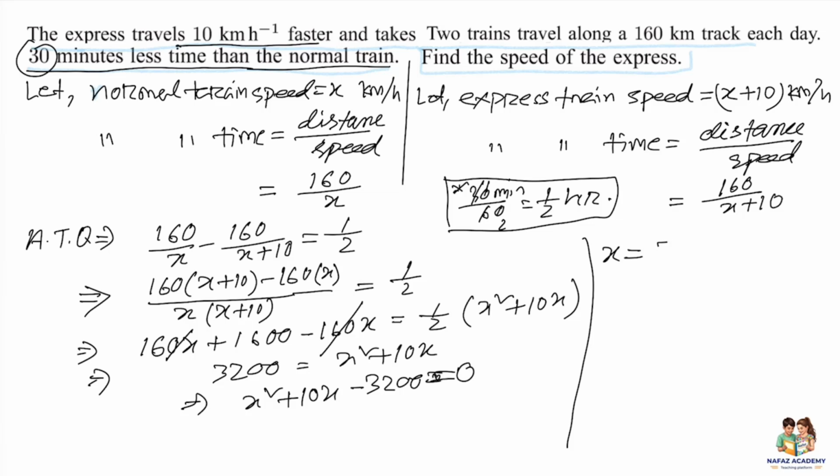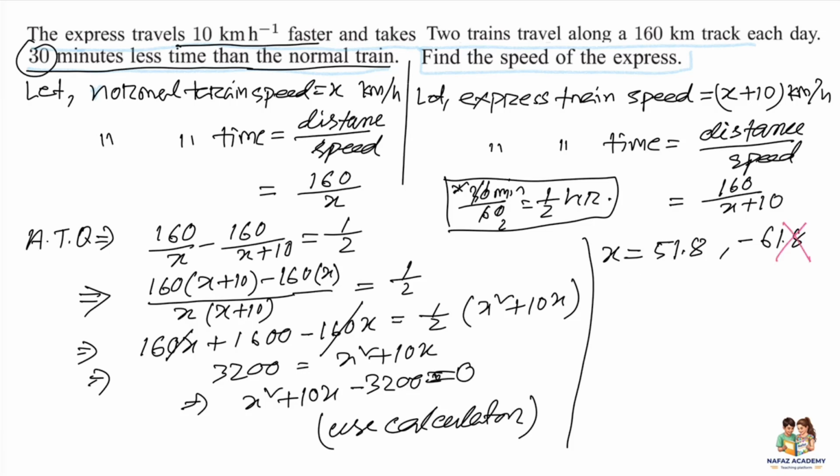3200, right? It is big, so use your calculator to find out the x value. I am using the calculator. If there are 2 values, you can use any calculator, but IB students need a better calculator which also supports graphs. Anyway, speed is never negative, so x equals 51.8.